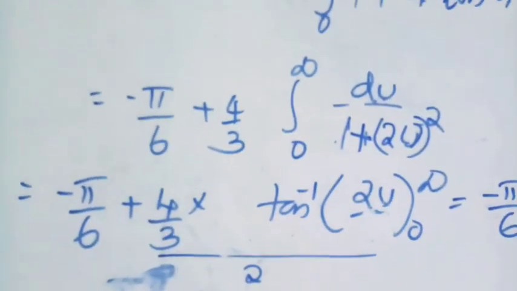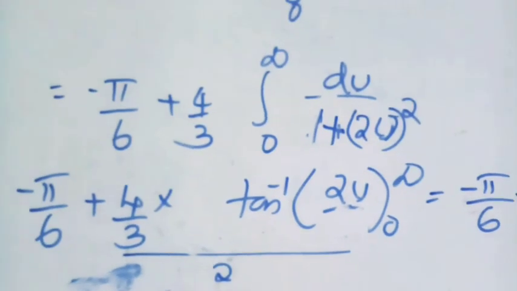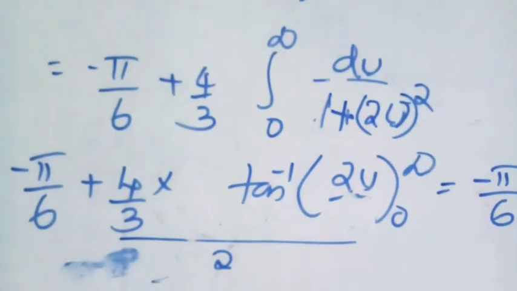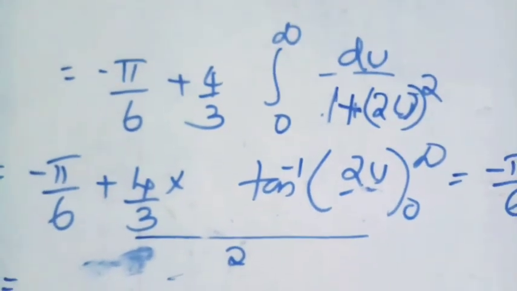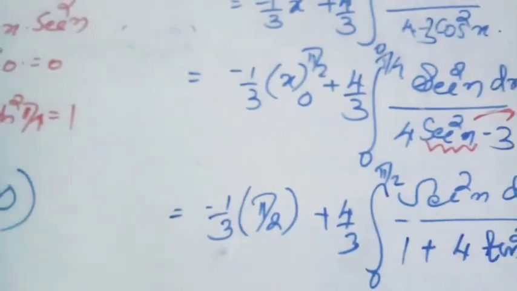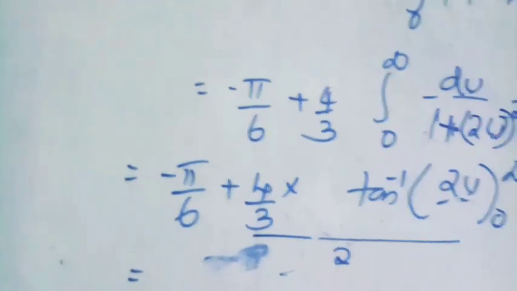It is the form 1 by 1 plus x square, and that is tan inverse x. So 4 by 3 into tan inverse 2u, and here there is a coefficient, so we must divide by 2. And the first part is pi by 6, you know, it is 1 minus 1 by 3 into 0 to pi by 2, put the upper limit pi by 2 into minus 1 by 3, it will be pi by 6.